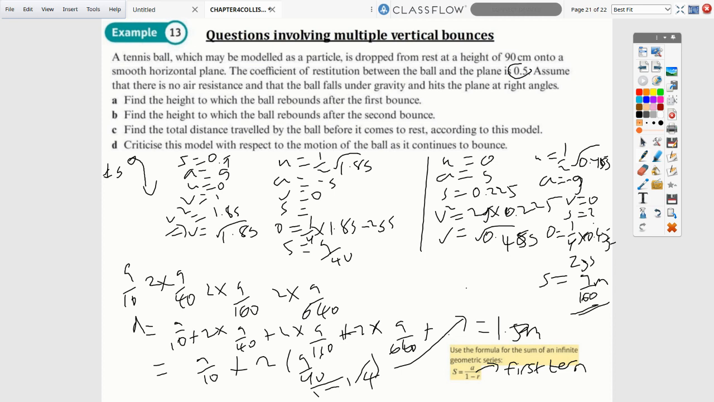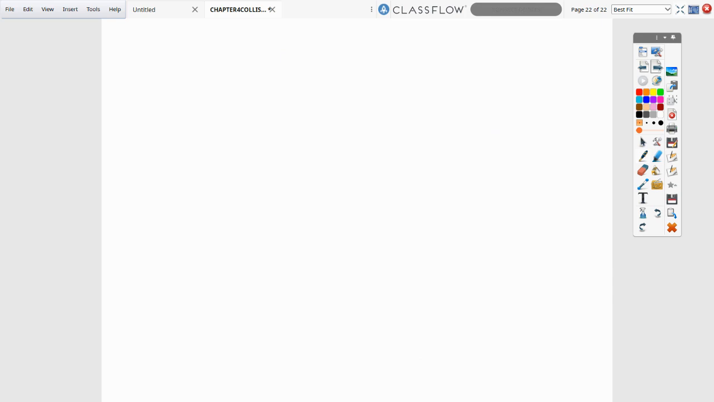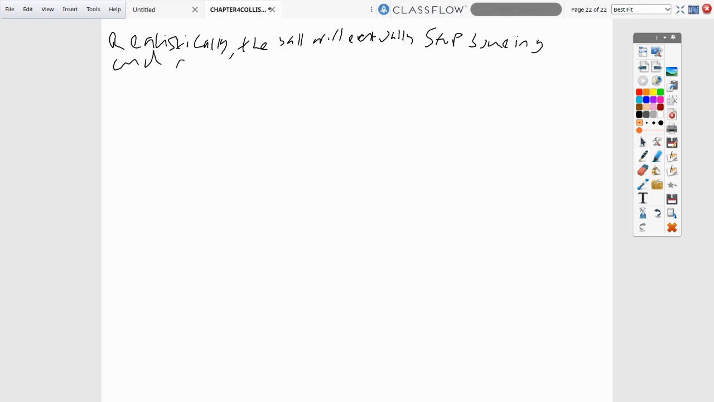And part D criticises the model with respect to the motion of the ball as it continues to bounce. So, well, it's on the next page, can't I? Let me write this out. Realistically, the ball will eventually stop bouncing and come to rest. The model doesn't predict this. And that will do.